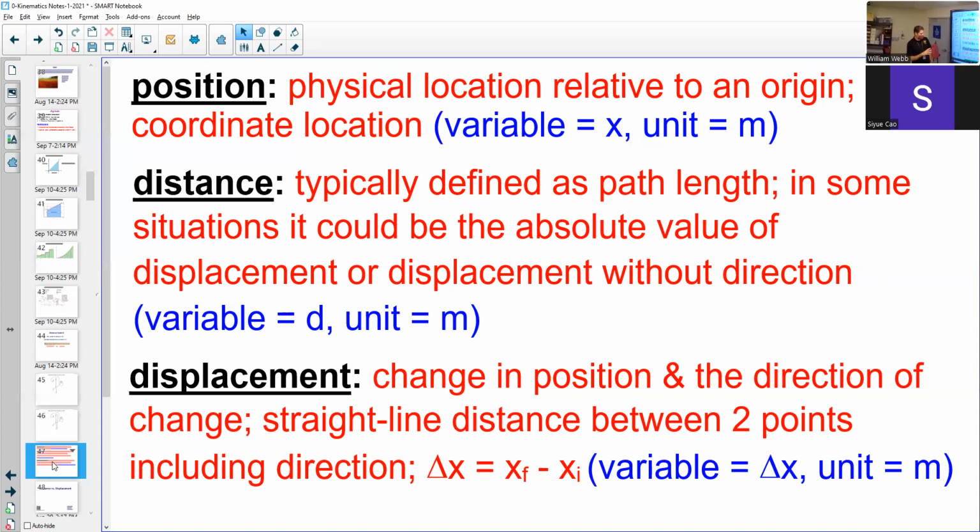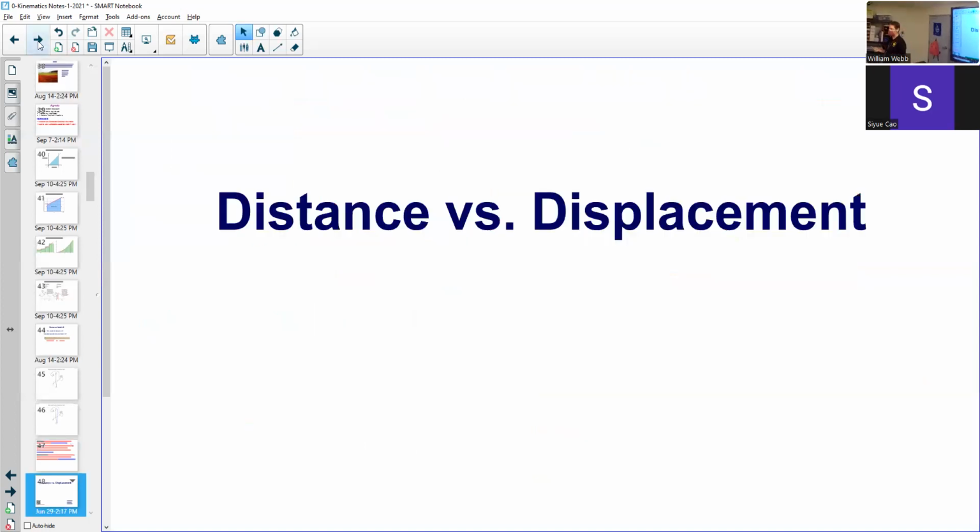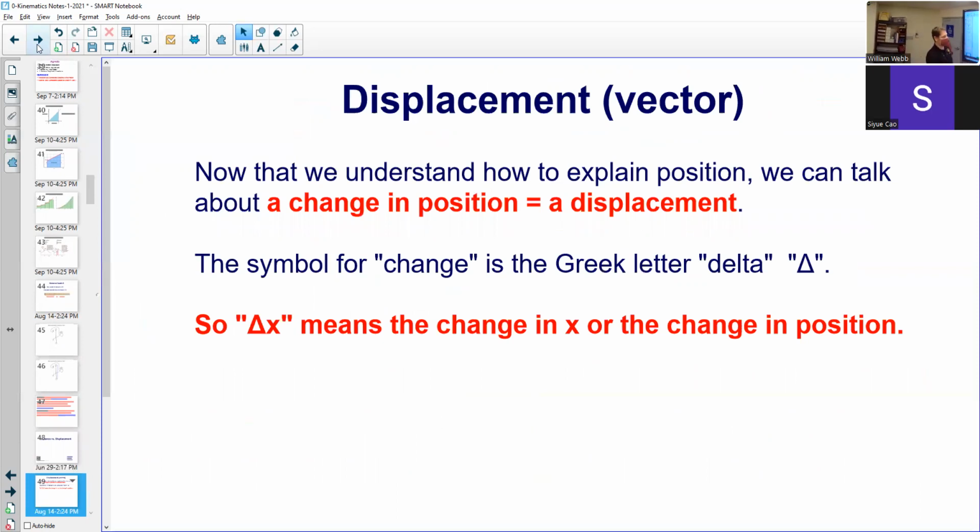To make sure the definitions are making sense, we're going to compare them with a few examples and see if you can pinpoint the difference here. All right. So displacement, we just kind of defined it.